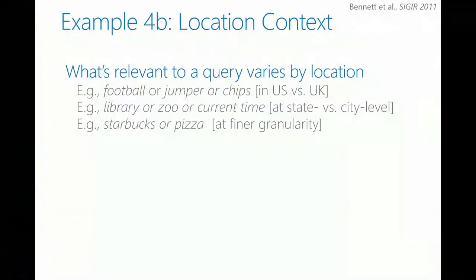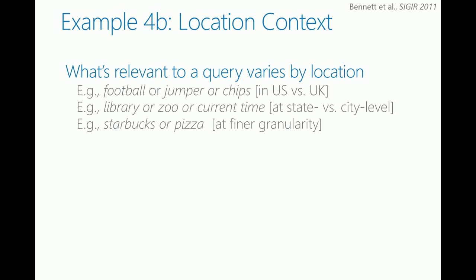Okay, I want to talk a little bit, not just about temporal context, but spatial context. Where you're located can help interpret a word. The word football or jumper or chips mean very different things in the US and the UK. Library or zoo or current time can be given at many different levels of resolution, at a city level, a state level. And then there are things like Starbucks or pizza that are at a micro level.